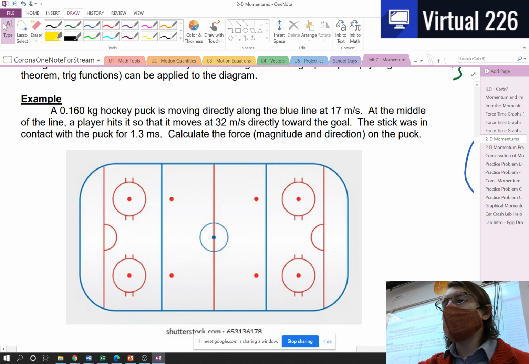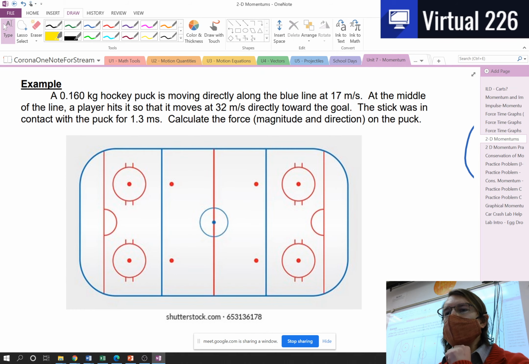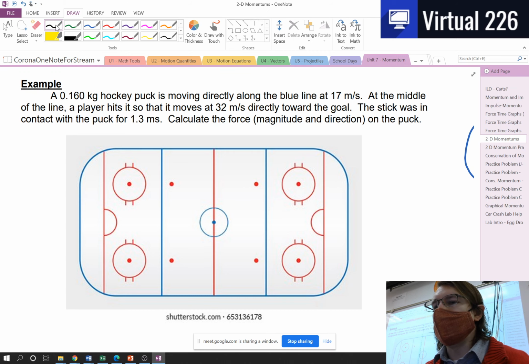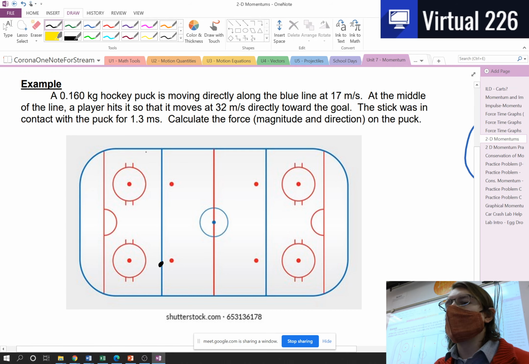So let's take a look at a little example of what this will look like. We are on an ice rink, a hockey rink, so that we can ignore friction. We're going to ignore friction for pretty much everything we do in this class, except explicit friction problems. And what we have is a hockey puck, and it's moving along the blue line. And if you know nothing about hockey, there are 2 blue lines in hockey. One is here, and one is here. It's how they dictate offsides in hockey.